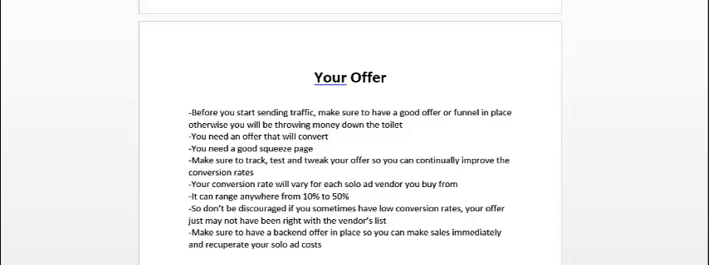Okay, now make sure to track, test, and tweak your offer so you can continually improve the conversion rates. And your conversion rate will vary, so it could range anywhere from 10% to 50%. It all depends on the solo ad vendor that you buy from. Reasons for having low conversion rates may be the low quality of their list, or maybe your offer is just not right for their list, or maybe there may be something wrong with the email swipes that you gave them.